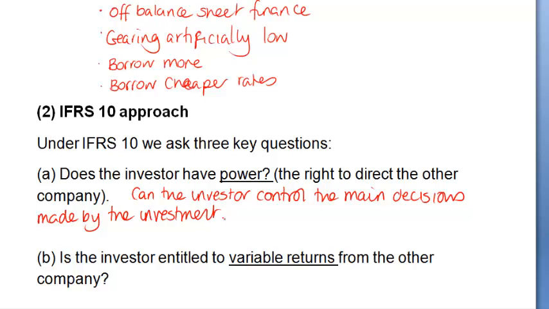And what are the main decisions we make in business? Well, they're things like pricing and output decisions. How much are we going to sell? At what price are we going to sell it? Where are we going to make it? How are we going to fund it? So if the investor has the ability to direct those decisions, then we say it has power.